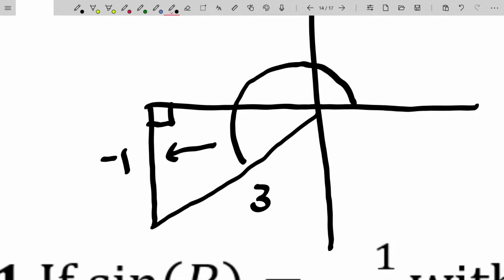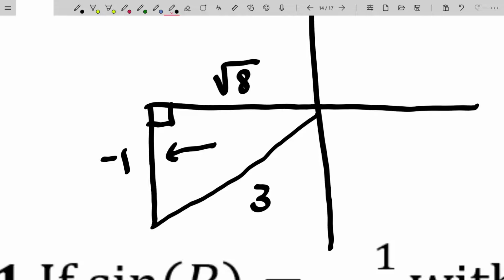I can find this missing side using the Pythagorean theorem. 9 minus 1 is 8, so this is going to be the square root of 8. However, I'm going to erase that. I would write the square root of 8 here, but there are two things I don't like about that. One, the x value here is supposed to be negative, so it should be a negative square root of 8. And two, I do want to simplify that radical. That is 4 times 2, that's what 8 is. Square root of 4 is 2. So this is 2 root 2.